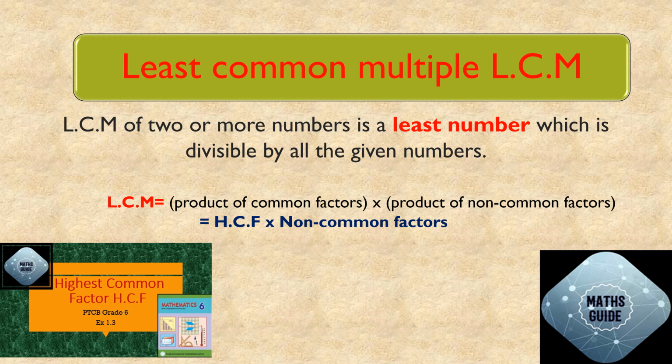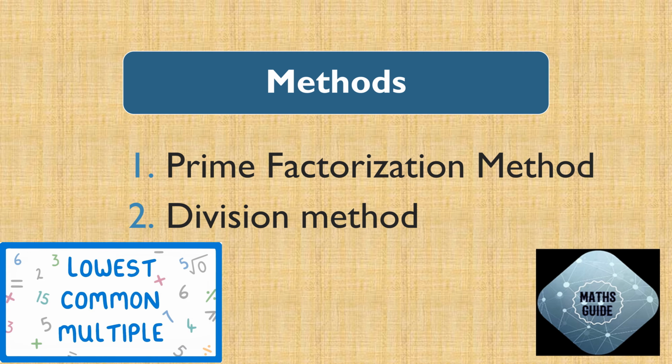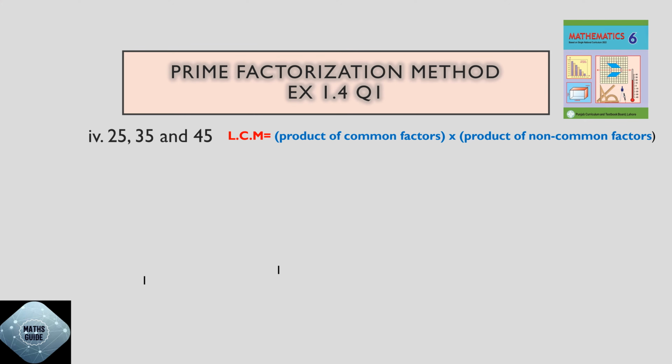To understand these two definitions, we have to solve some problems. Just like HCF, there are also two methods of finding LCM. First is prime factorization method and the second is division method. To understand the definitions of LCM, we have to solve some questions. So let's start exercise 1.4 question number 1. We have to find LCM of 25, 35 and 45.